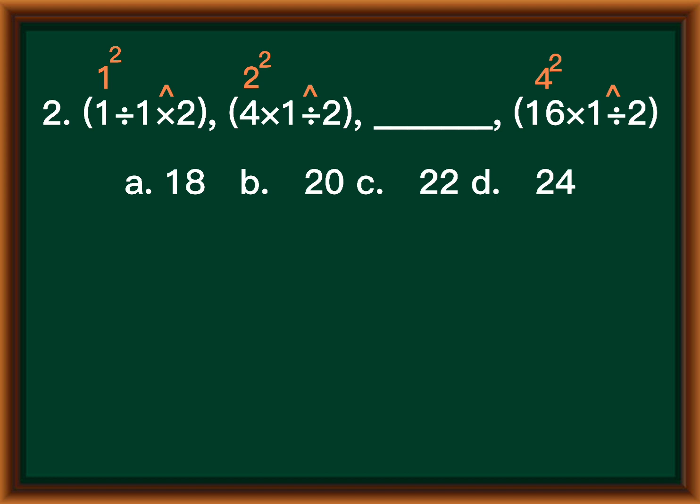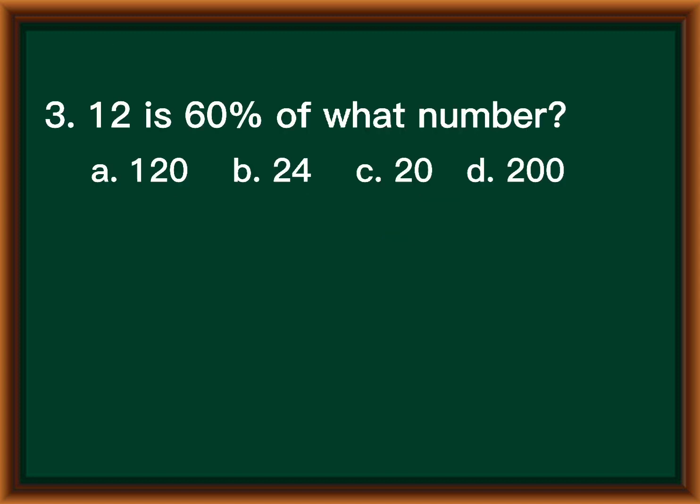Now, the first digits have the pattern of squares, square of 1, 2, and 4. The missing digit is the square of 3. And just like earlier, the operations between the digits are changed every after set. That gives us the missing solution of 9 divided by 1 times 2. The answer is 18. Next question, 12 is 60% of what number?